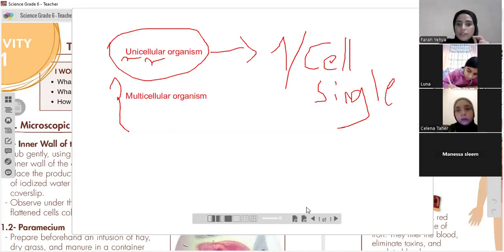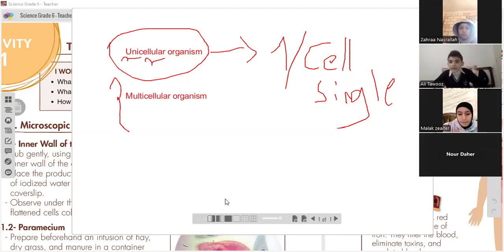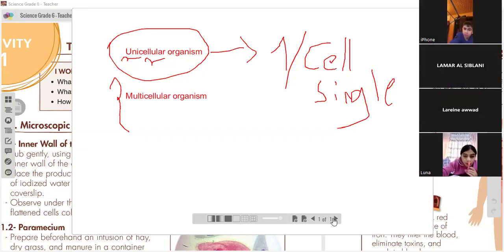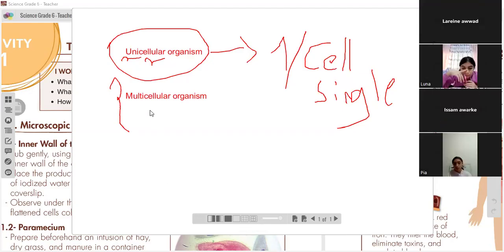Is the meaning of unicellular clear? Yes, one, single. Single means one. What is the meaning of multicellular organism? Please raise your hand. A lot of cells. A lot of cells, but not infinity, we can't learn like that. Please raise your hand. Yes, Laren. Multicellular, what is the meaning of it? It means that there is a high number of cells. Yes, exactly. It means many cells.